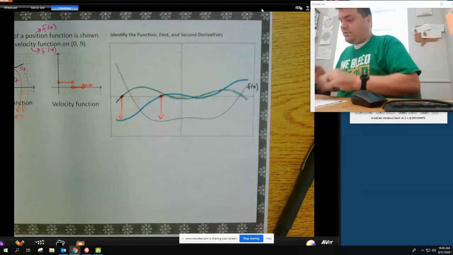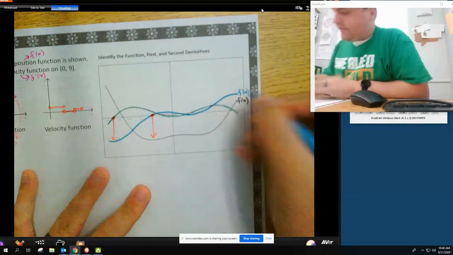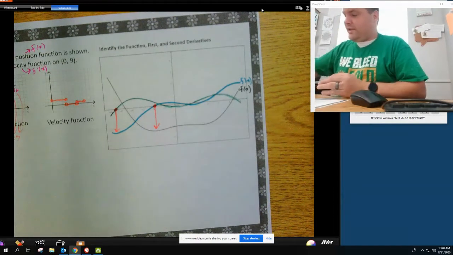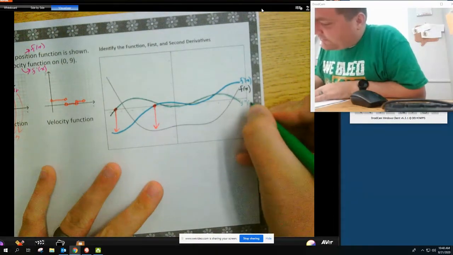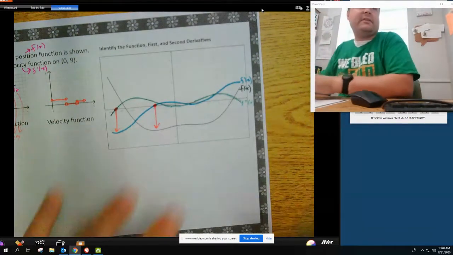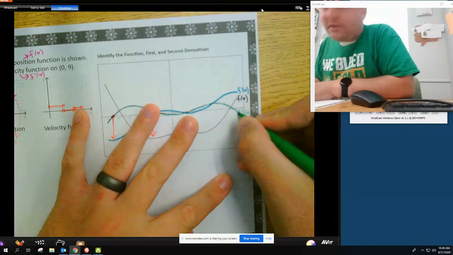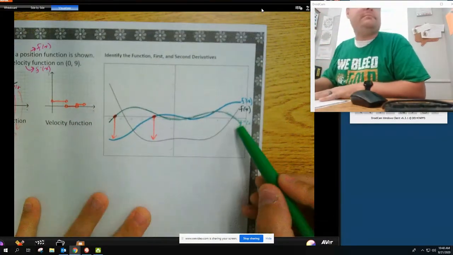That blue is the derivative, the first derivative. And now green is the second derivative. Writing that the best I can. It's kind of really faded. My green here isn't working out for me so well, but that's the second derivative.